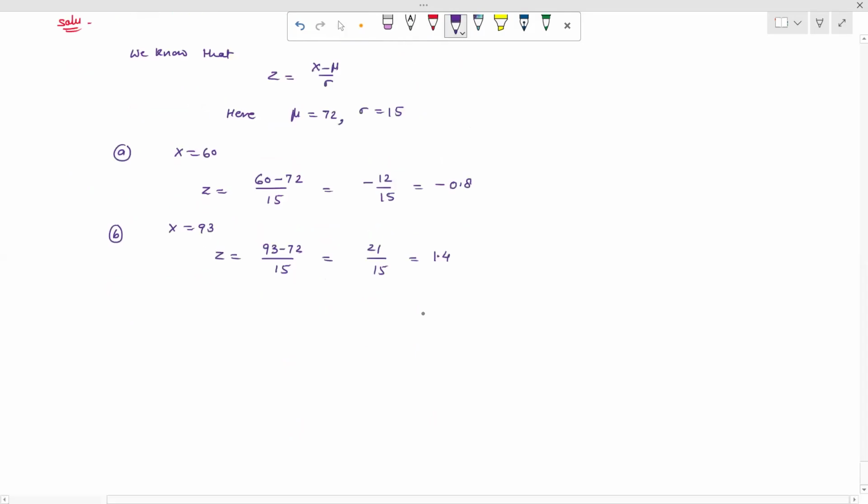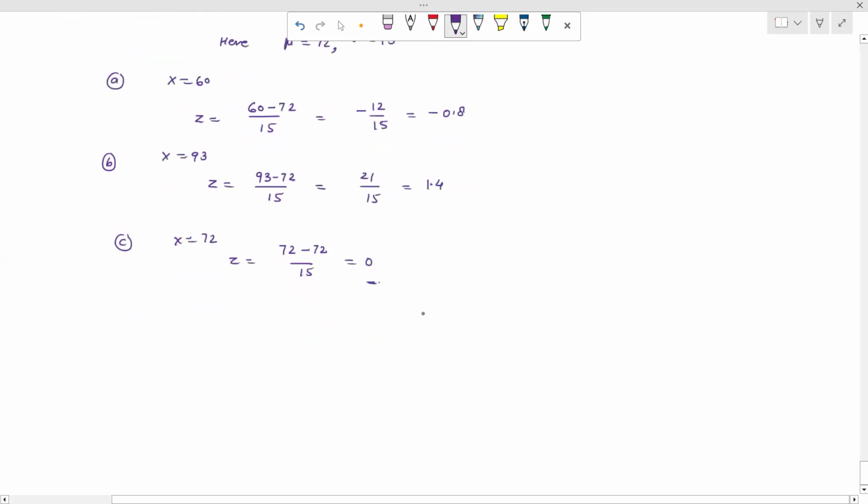Now similarly we solve the third part. So here X is equal to 72. So the standard score Z, which is 72 minus 72 upon 15, is equal to 0. So we just convert the score X to standard score Z. Now we have the second question. So find the area.